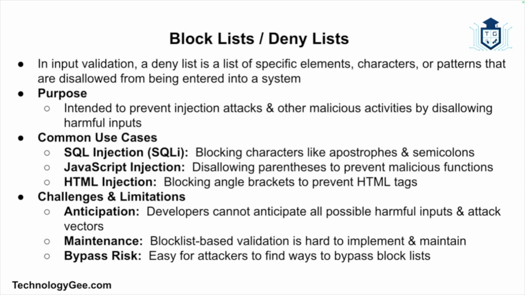So for example, you might try to ban apostrophes and semicolons to prevent SQL injection, parentheses to stop malicious users from inserting a JavaScript function, or angle brackets to eliminate the risk of someone entering HTML tags. Now, limiting or blocking specific inputs is called block listing or deny listing, and it's usually a bad idea because a developer can't possibly know or anticipate all possible inputs and attack vectors. And block list-based validation is hard to implement and maintain.